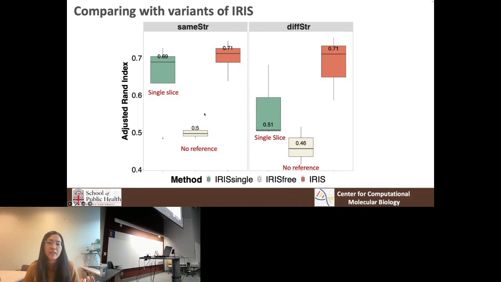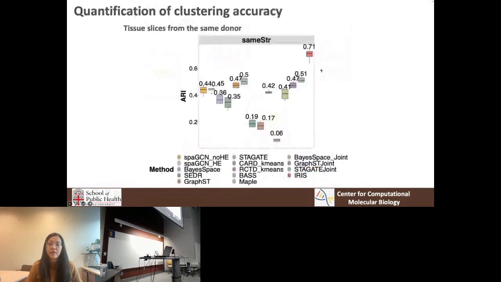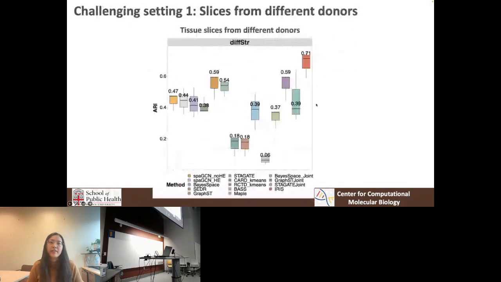And the key point for this figure is that for the baseline setting, the benefits come more from the reference information, while for the challenging setting, jointly modeling multiple slices and incorporating the reference information substantially improves the results. And these are the quantifications showing that IRIS is more accurate than all the other methods. A larger adjusted Rand index represents more consistency with the manual annotation.